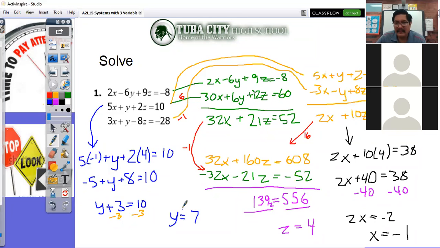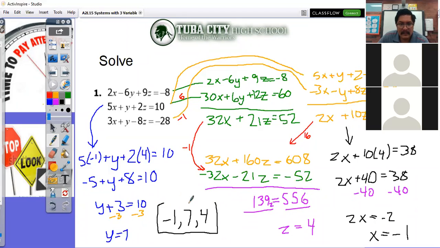Okay, and that looks like that's about it. I'm going to move this over here because I'm going to need to write my ordered pairs, well, in this case, it's an ordered triple. So for my ordered triple, I might have to go in alphabetical order. So x, y, and z is going to look like that. So -1, 7, and 4.